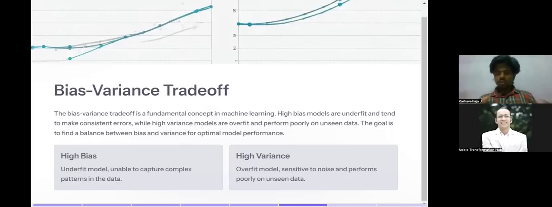High variance model, it's overfitted. We need to have an optimal model. High bias, underfit model, unable to capture complex patterns in the data. That is, underfit model means the model doesn't work for the training data itself.